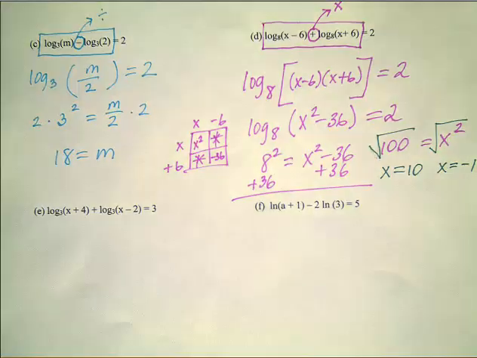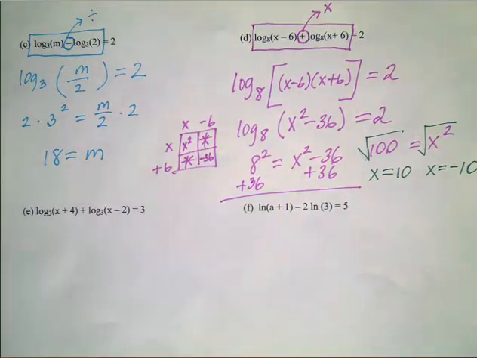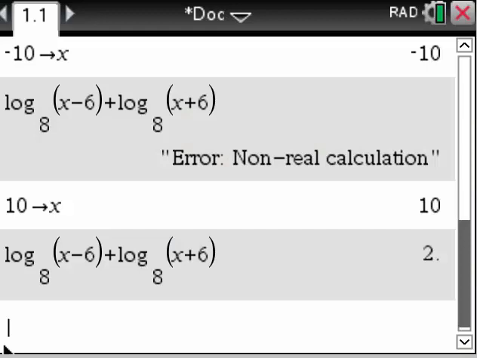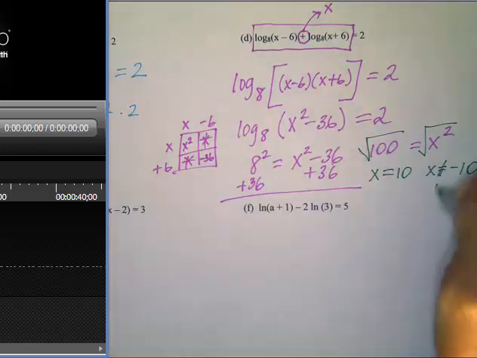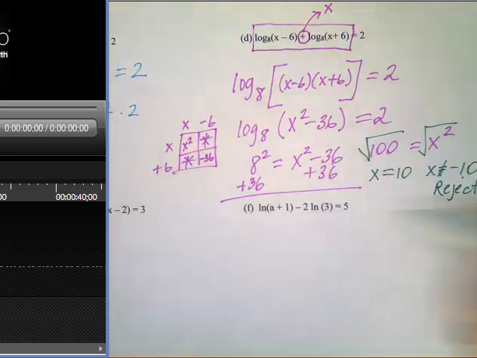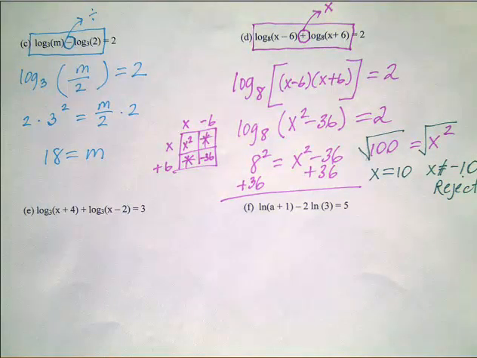And the reason I separated them is because you are going to pause this video and check. So what you should have found out when you checked negative 10 is that you get an error. It gives you a giant screen that says, hang on, and it's not real. Well, that means you can't have it as an answer. And 10 does work. I get 2, which is what I wanted it to equal to. All right, so we are going to slash that one and reject it, and 10 is our answer.